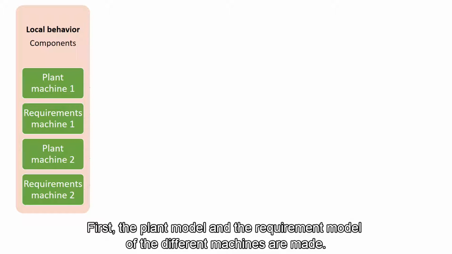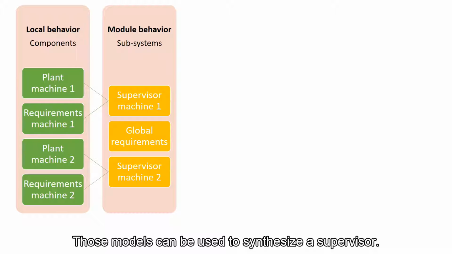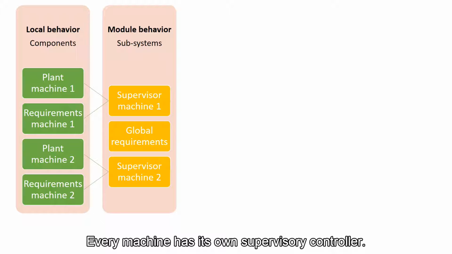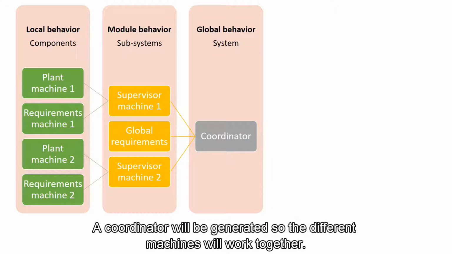First, the plant model and the requirement model of the different machines are made. Those models can be used to synthesize the supervisor. Every machine has its own supervisory controller. Global requirements are added. A coordinator will be generated so the different machines will work together.